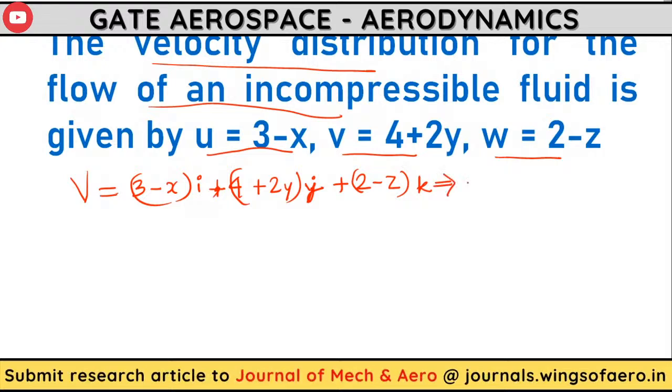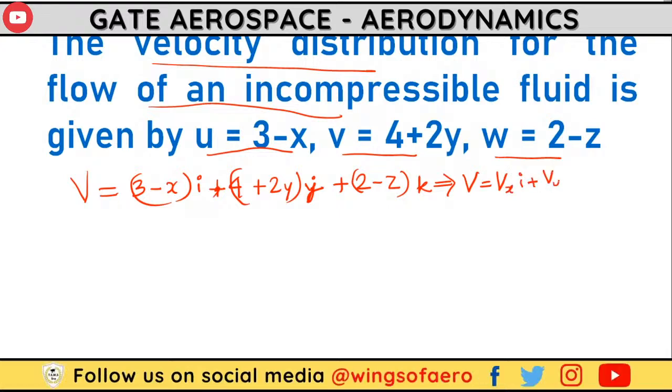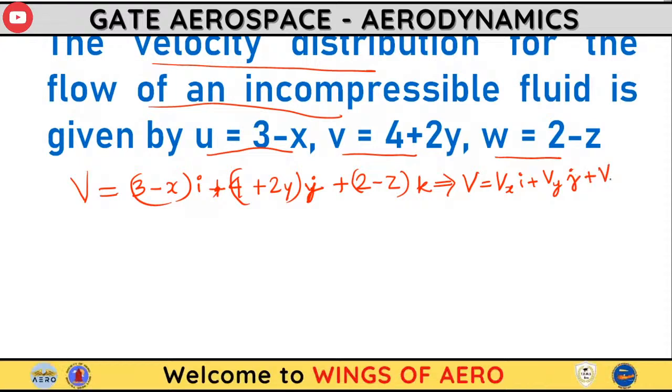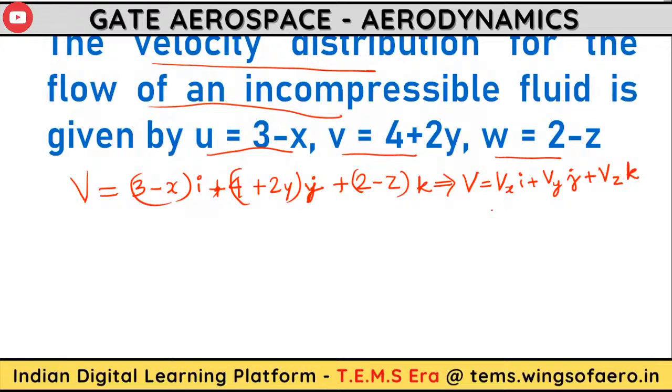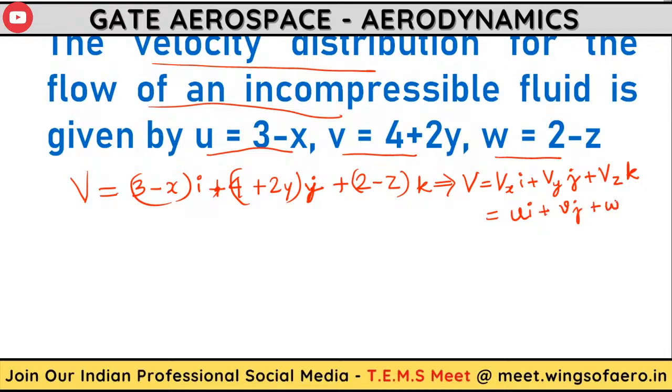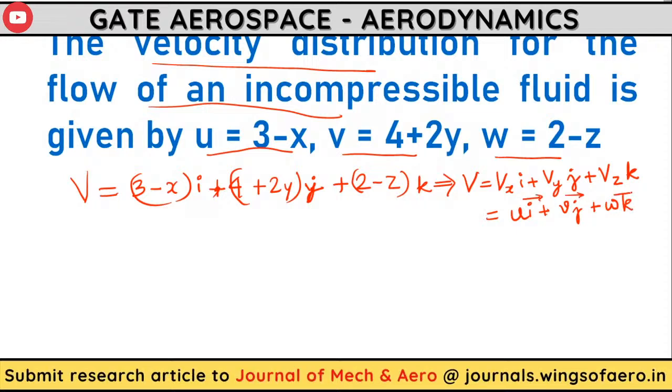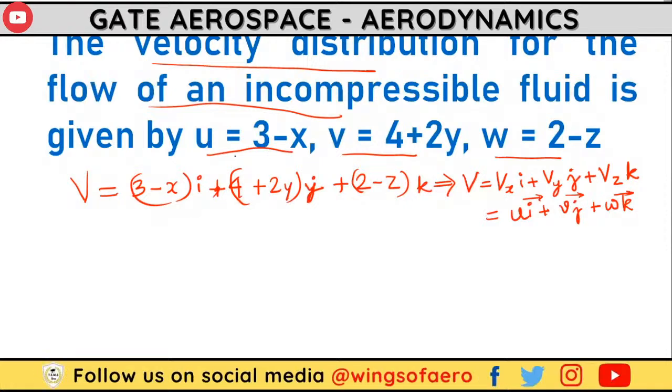In some textbooks they have written V equals Vx i plus Vy j plus Vz k, or it also means u i, v j and w k. The meaning is the same. All right. So here they have given the u, v and w.